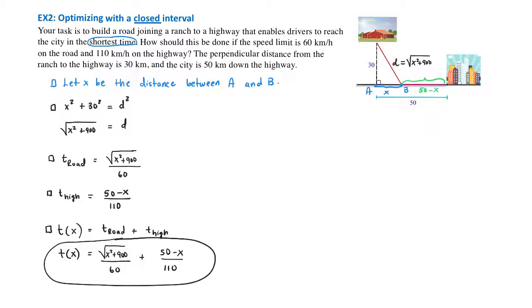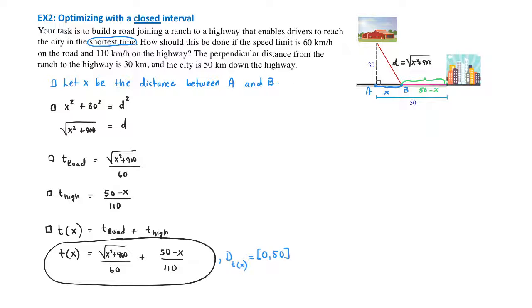If x is equal to 50, then that means that the road extends all the way to the city. So we would only be traveling along the road and we will be in the city right away. So x can vary. It can go from 0 all the way to 50. So those are the options that we have for x. That really means that will be the domain of my function. So I'm going to say here that the domain of my t of x function, my time function, is going to be the closed interval from 0 all the way to 50.